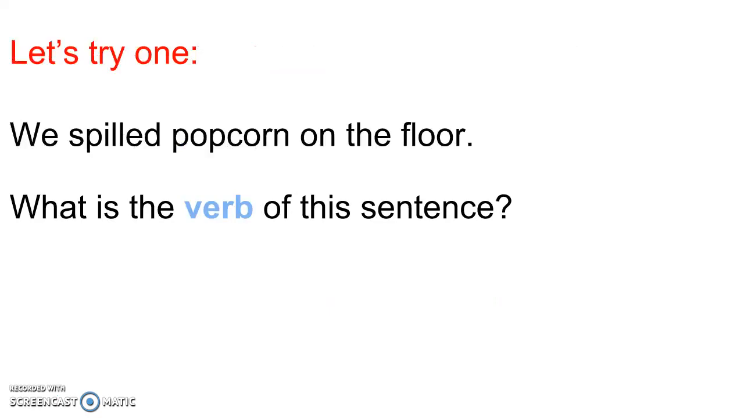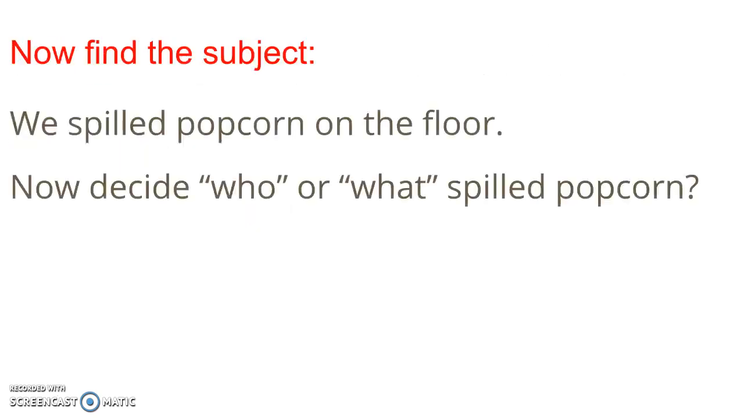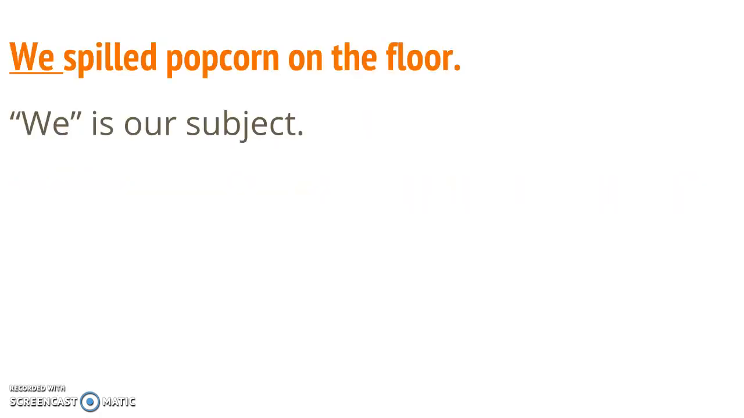All right, so let's try one. We spilled popcorn on the floor. What is the verb of this sentence? So our verb is spilled. And now we have to find our subject. So who or what spilled popcorn? We spilled popcorn on the floor, so we would be our subject.